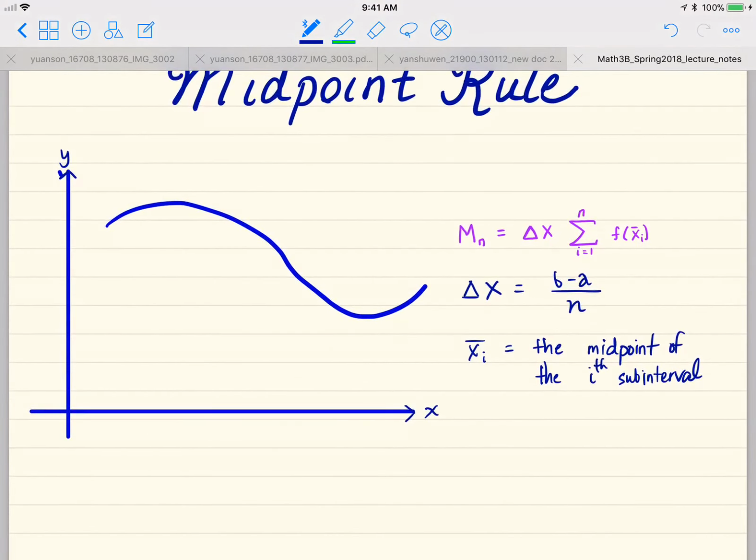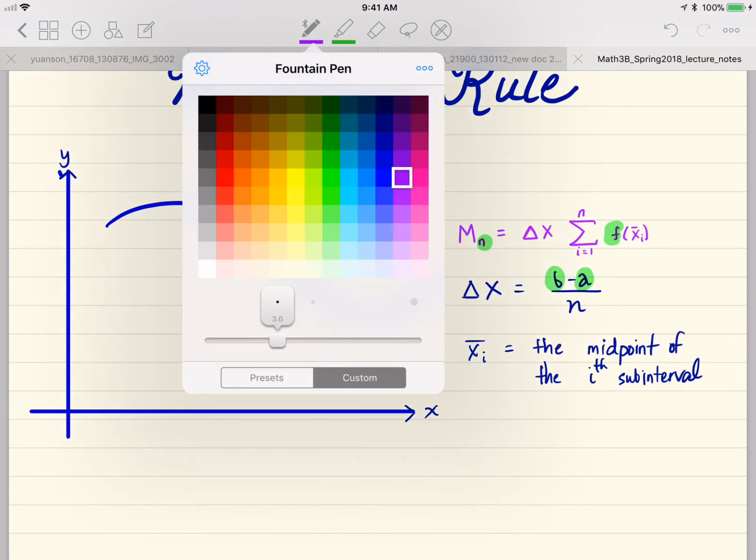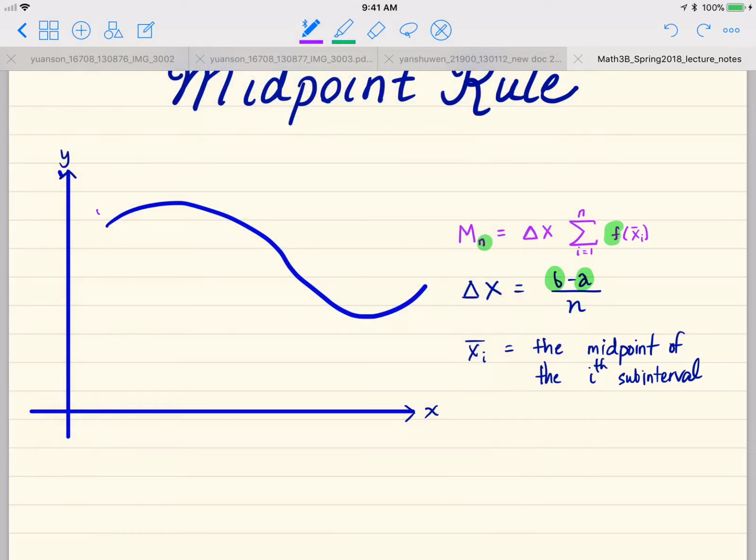In order to use the midpoint rule, you've got to have an n, you've got to have a function f, right? And you've got to have some endpoints, a and b. So let's get started by putting these into our picture here. We're just going to assume this is a graph of y equals f of x, and we're going to suppose we're starting at a and stopping at b.